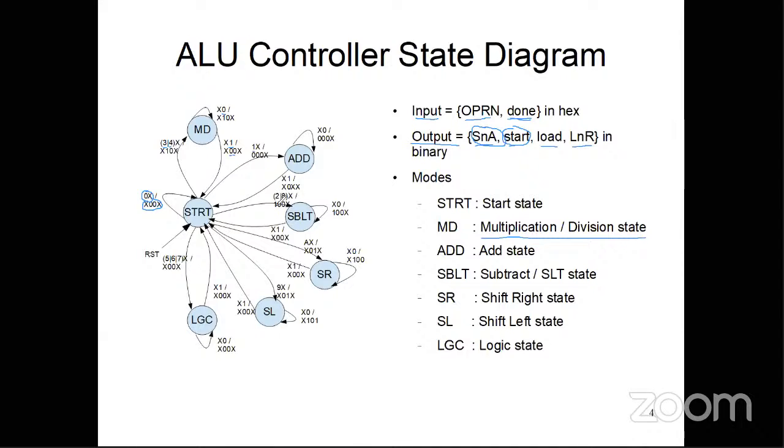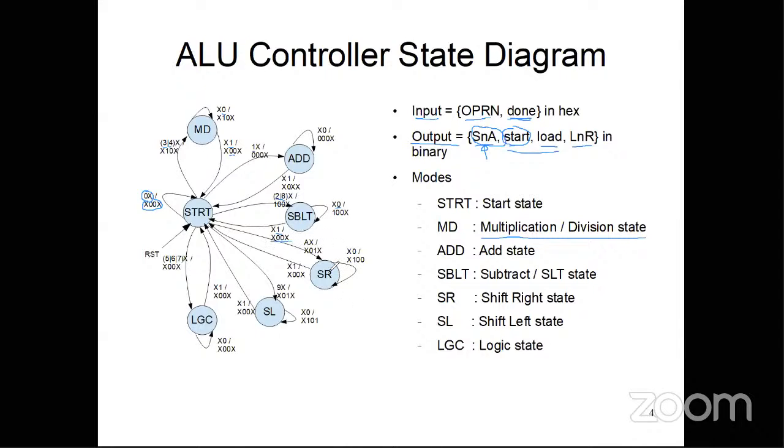Similar with the subtraction and set less than, but in this case, this SNA is set to 1 for subtraction mode in the adder, and we keep these two at 0 so that we don't start the sequential elements in the data path, and we don't load the shifter unnecessarily. So we keep them at 0, 0, and stay there till my done is 0. Once done is 1, we just come back and set the signals accordingly.